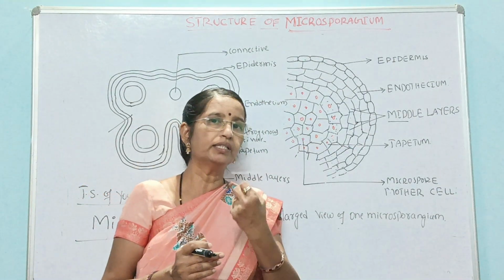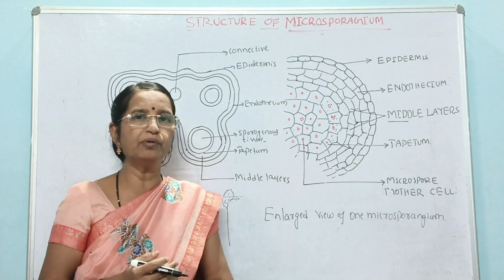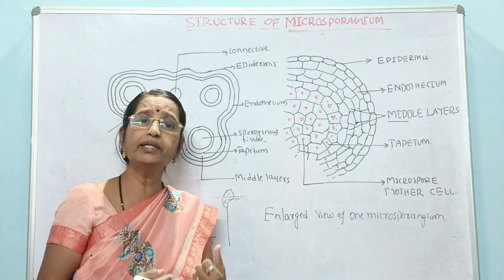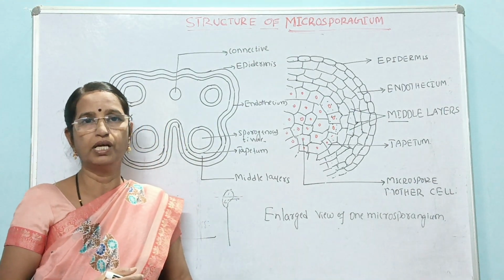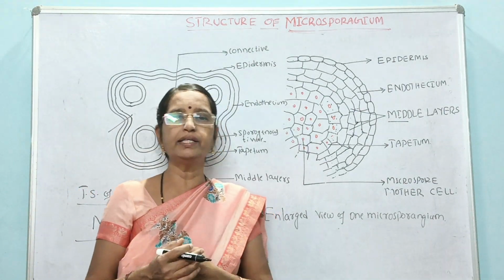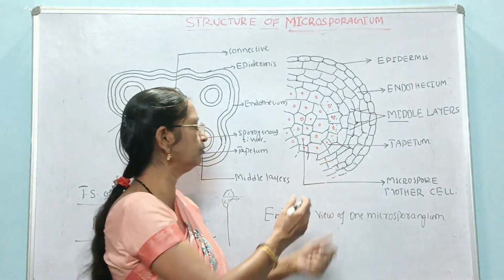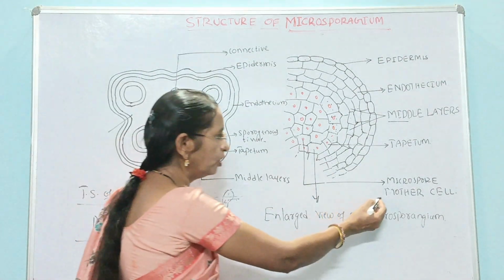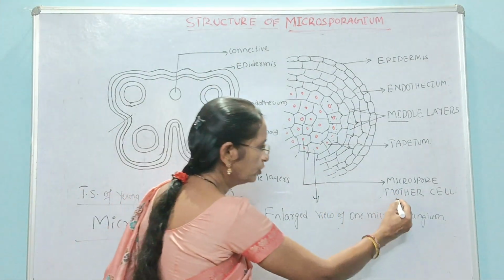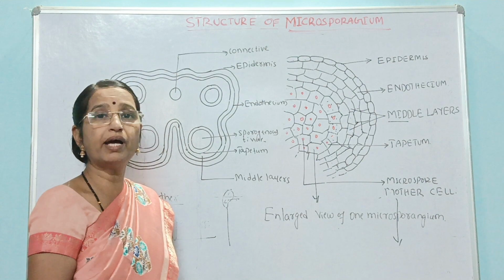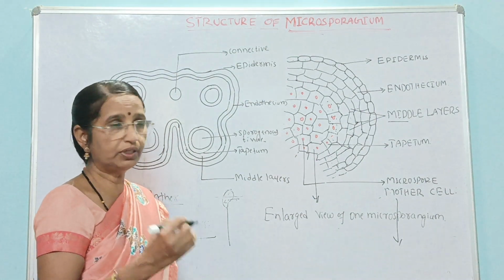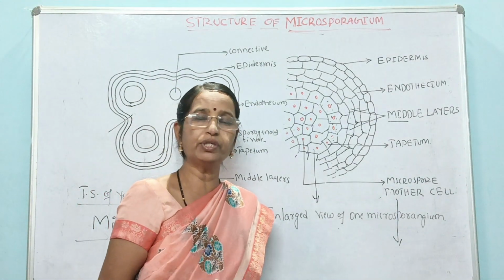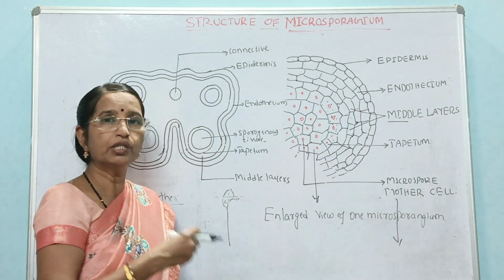Next, let me clarify now itself the definition of microsporogenesis. What is microsporogenesis? In one line I have to define it. Microsporogenesis is the process of formation of microspores from the microspore mother cell through meiosis. This is a very important definition. The diagrammatic representation I will show in the next video, but the definition you must learn.